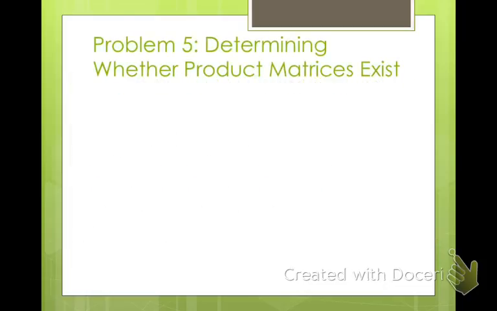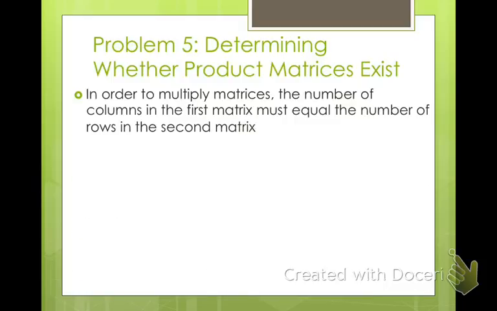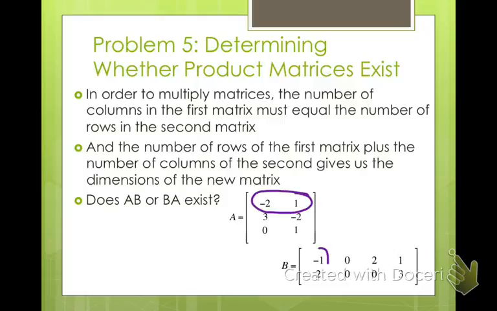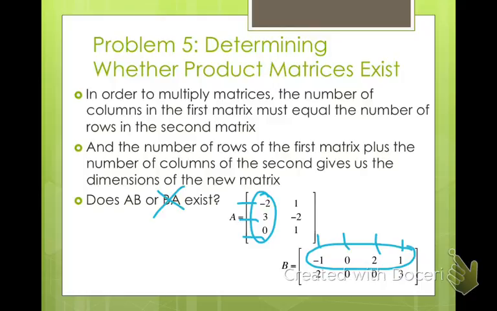Alright, so determining whether product matrices exist. So that's what I just said. The rows and columns must match. Okay, so let's decide if you can multiply A times B. Can you multiply row by column? Yes, you can. But can you multiply B times A? For B times A, we would take row by column. We have 1, 2, 3, 4 here, but only 3 here. So you cannot multiply B times A, but you can multiply A times B.